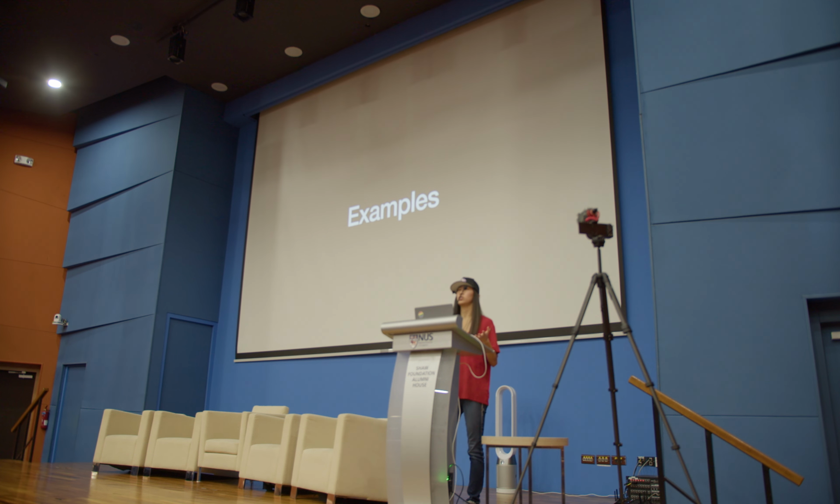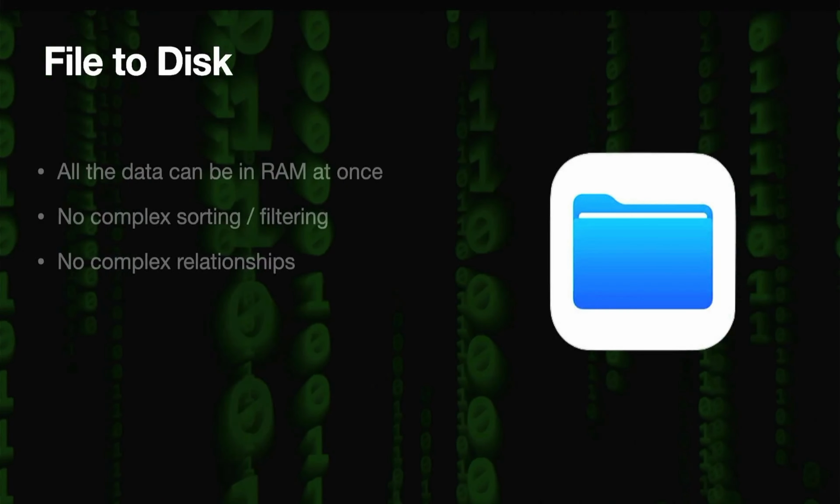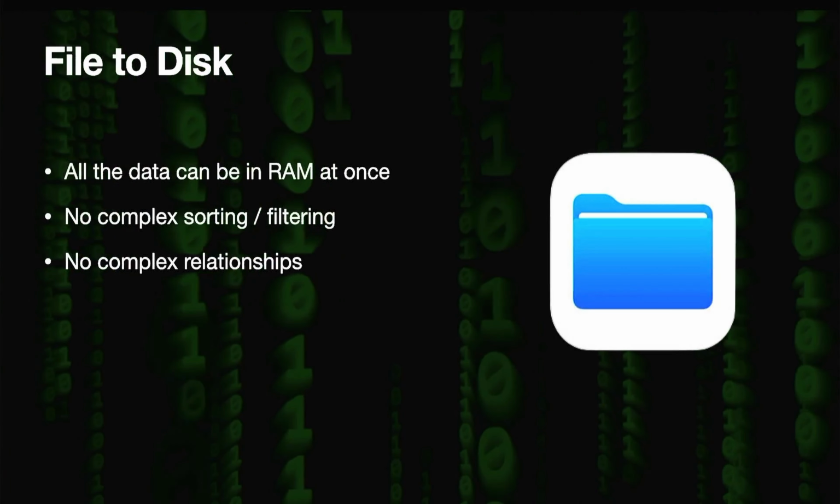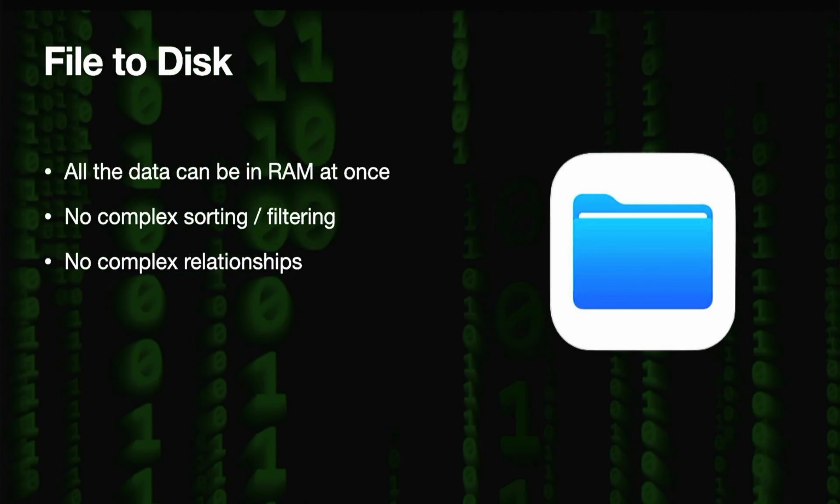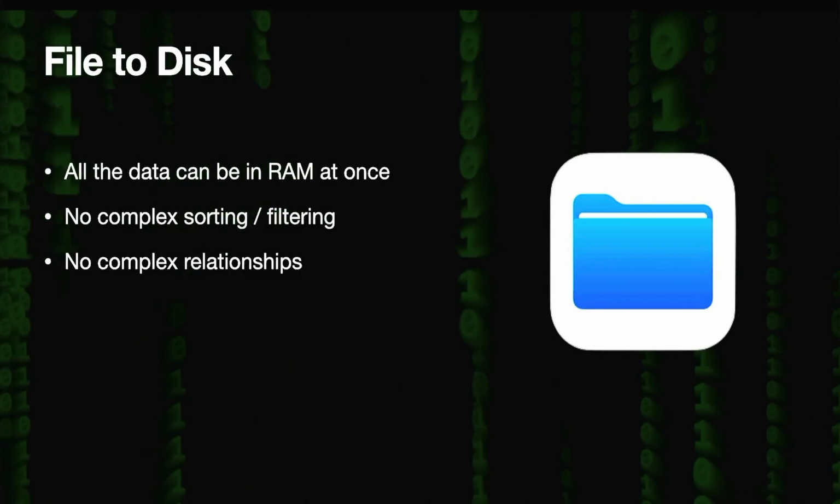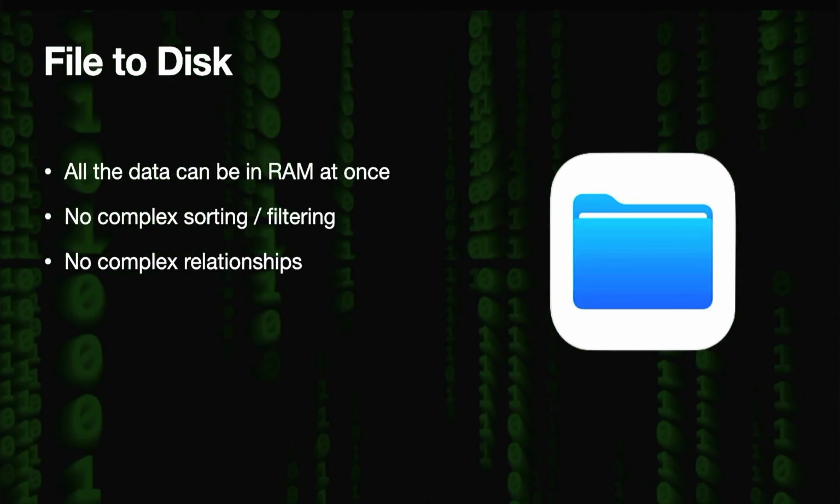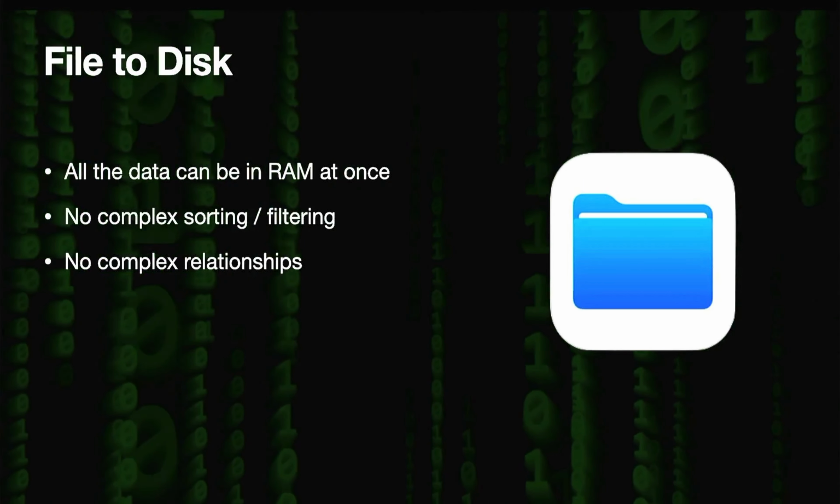We've talked about all of these things, but let's go into more concrete examples of what they would look like and when we would use them. When we're using files on disk, everything will be in RAM at once. If you only have a small amount of data, say megabytes or so, you could put all of your data in a file, load everything at once, and then save back to that file when you are done. You don't want too much complex filtering, because once it's all loaded into memory, that's when you'll have to filter it.